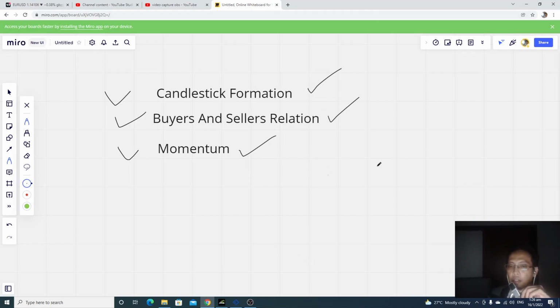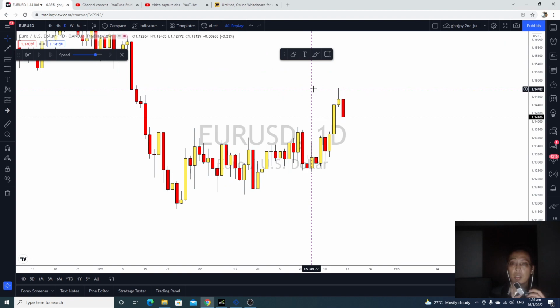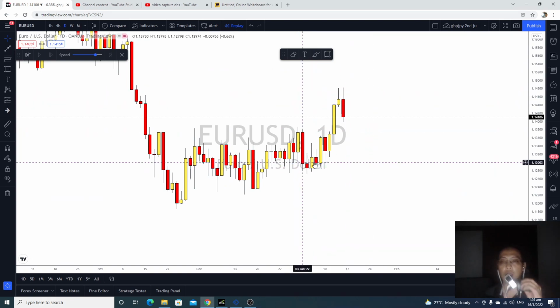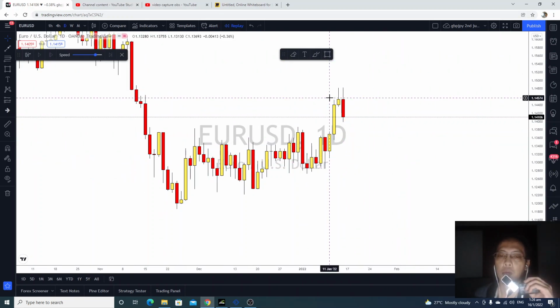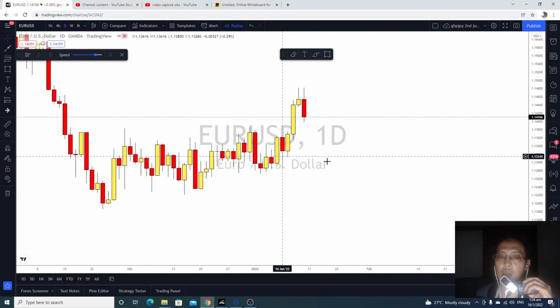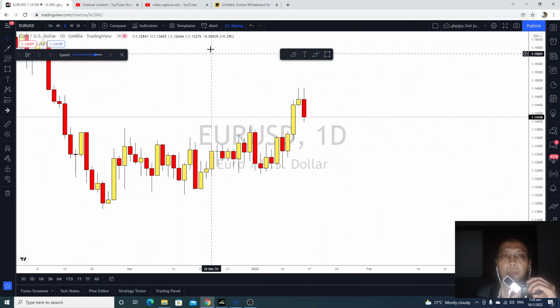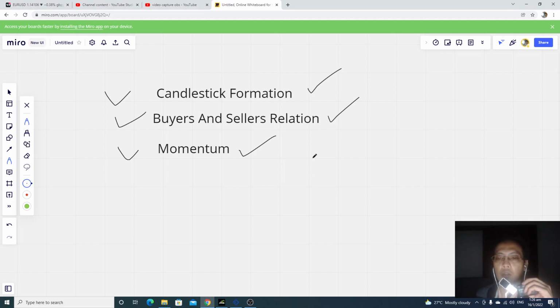For candlestick formation, as some of you may know, the most popular way that people trade is actually the candlestick, and some are maybe using line charts. If you can see bars and all that, I don't use it. I just use candlesticks, and I find that it's a cool way to see the market, just by the candlestick alone.